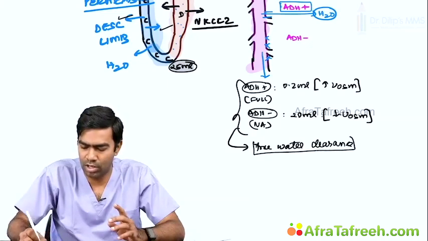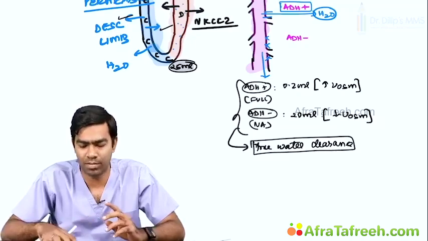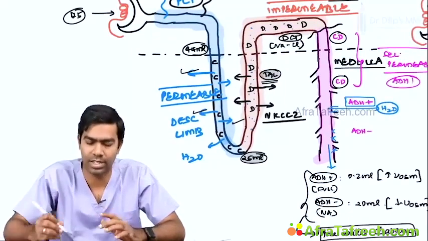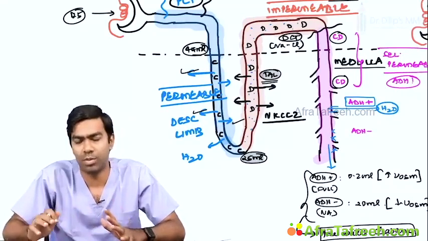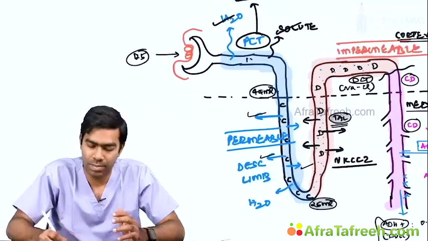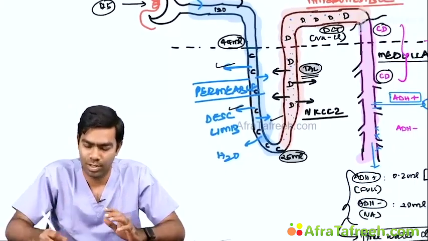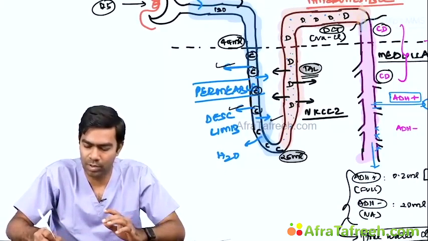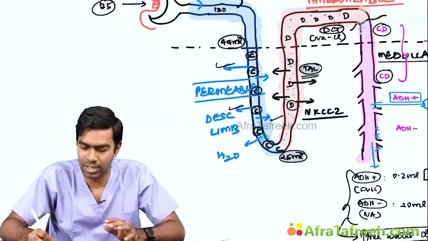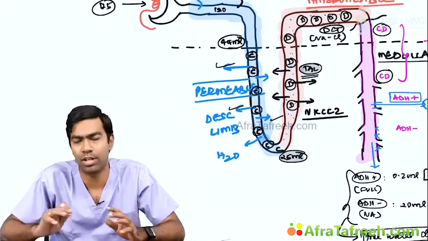It is not very important to know the free water clearance in the diluting segments of the nephron, because the events till the collecting duct, till you reach the ADH action, are relatively fixed. In PCT you produce isosmolar urine only. In the descending limb of the loop of Henle, you are going to produce concentrated urine only. Similarly, in the thick ascending limb of the loop of Henle, you are going to produce dilute urine only.